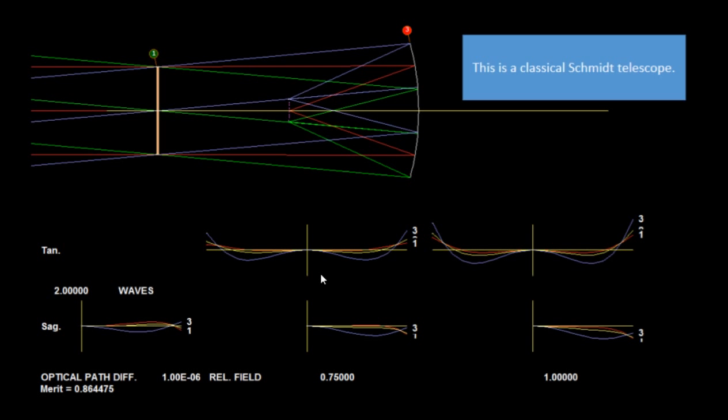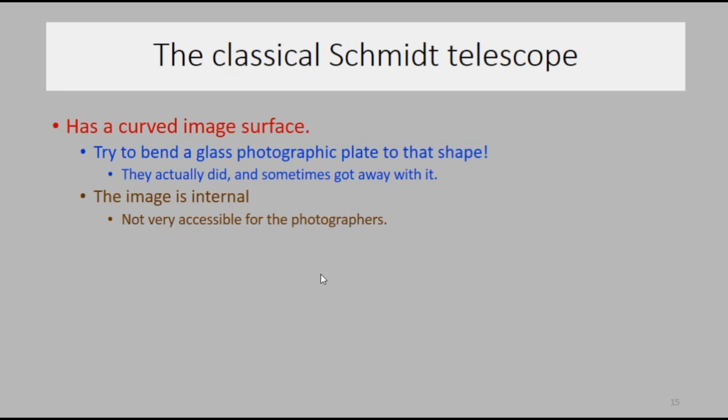So this is the classical Schmidt telescope. It has a curved image surface. And to use this, astronomers had to bend a glass photographic plate to that shape. And they did it, and sometimes they got away with it. They made very sharp images all over the field. But the image is internal. It's hard to get at without blocking a lot of light.